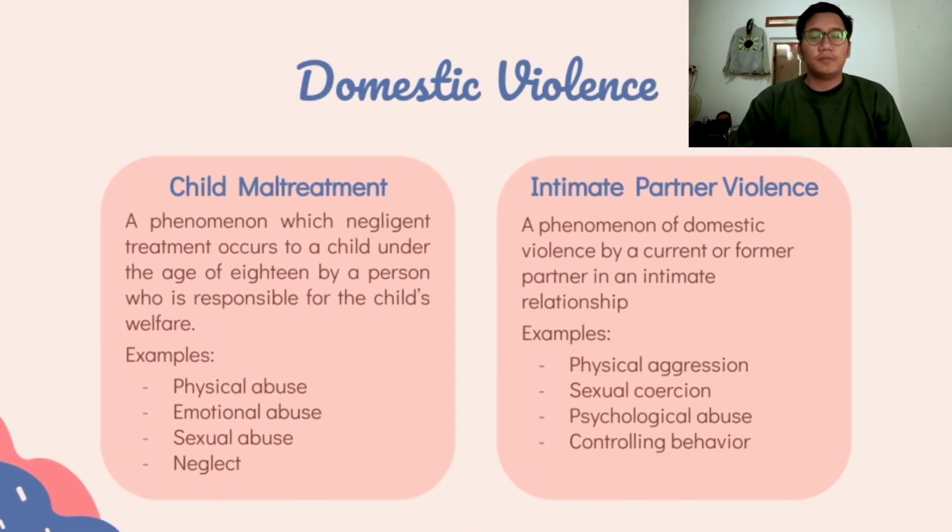Domestic violence is violence or abuse in domestic settings such as in marriage or cohabitation. There are two kinds of domestic violence, which are child maltreatment and intimate partner violence. The first one, child maltreatment, is a phenomenon in which negligent treatment occurs to a child under the age of 18 by a person who is responsible for the child's welfare.